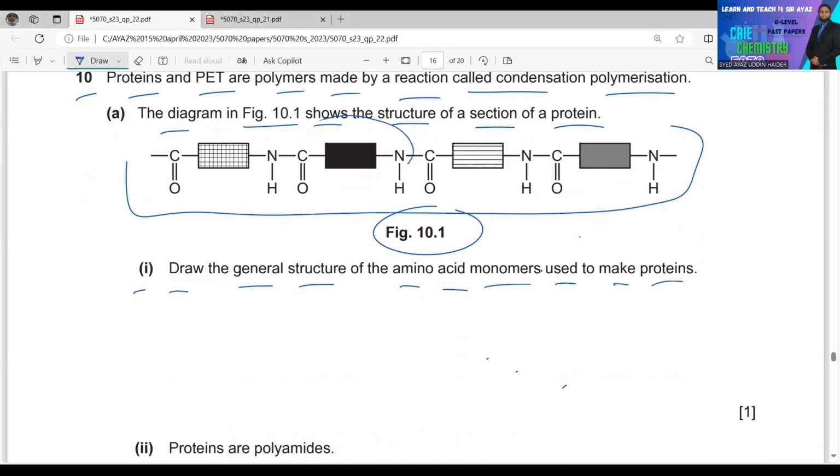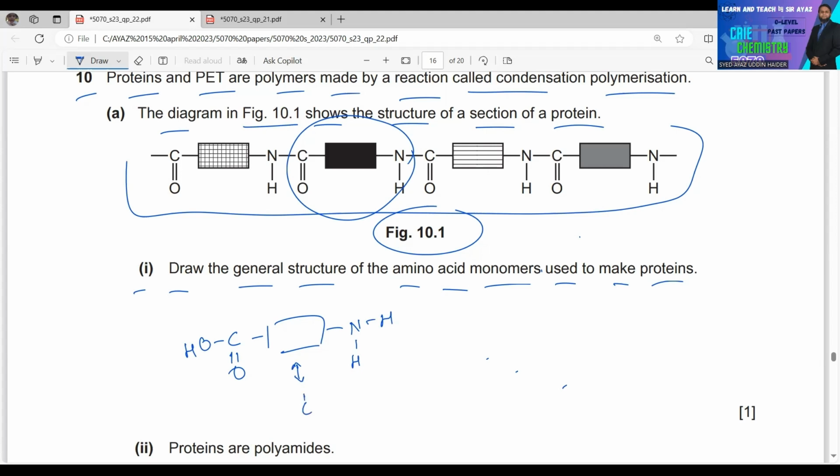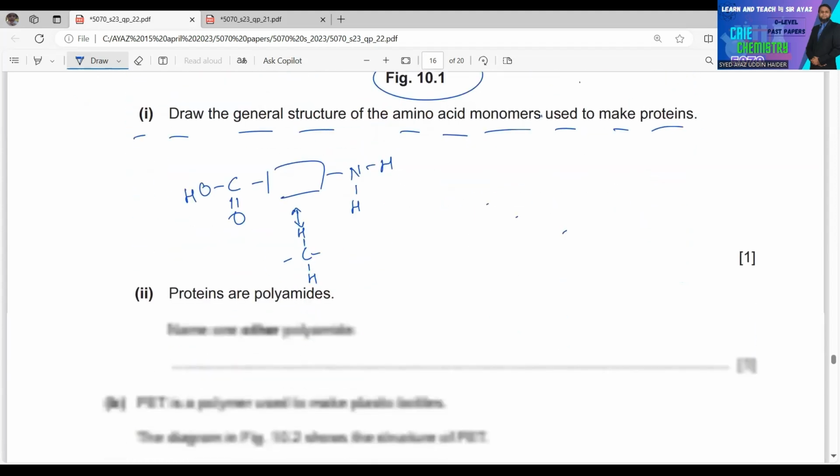So we will take the 1 unit, and it must be having C double bond O, and we have box here, and H. So it must be having OH here and H here. So for this box, you can even draw CH2 also if you want, instead of drawing the box.